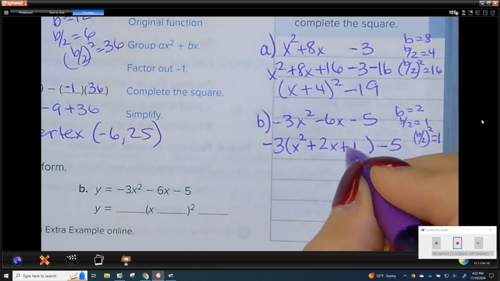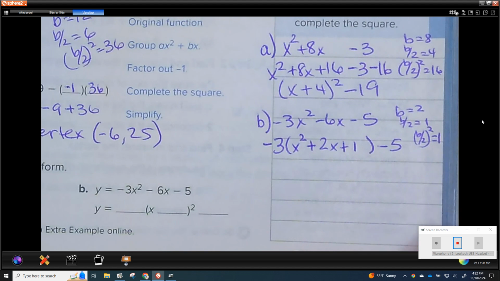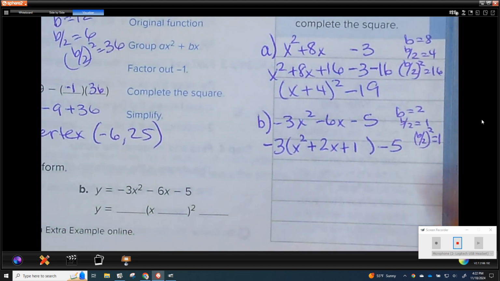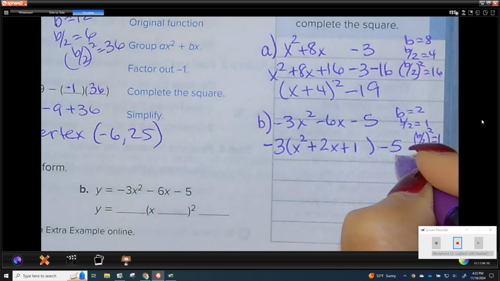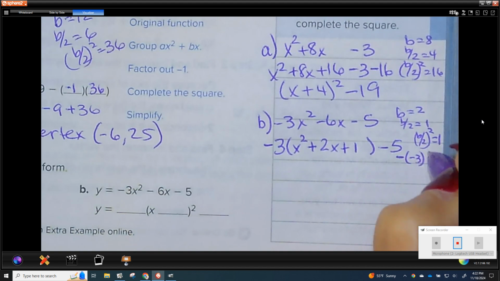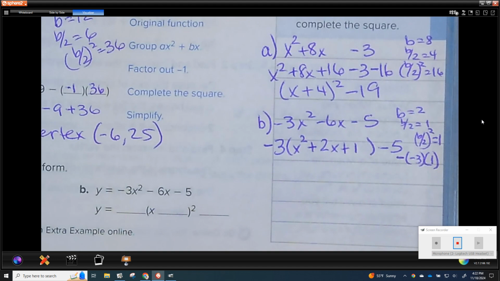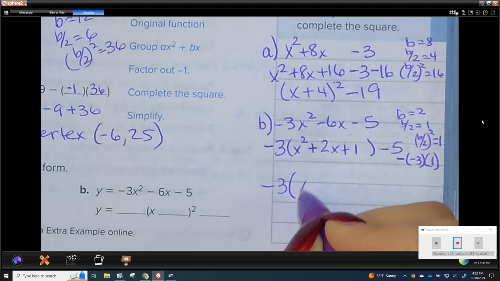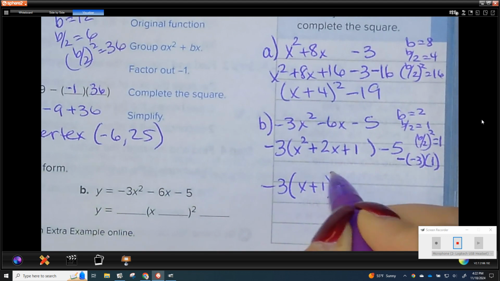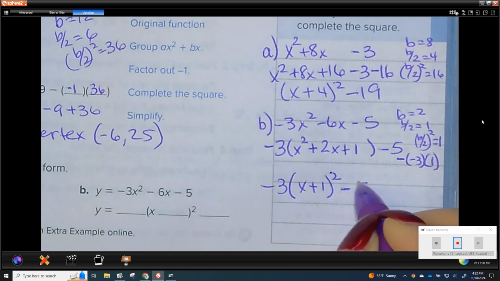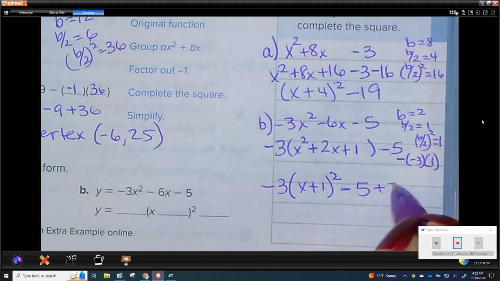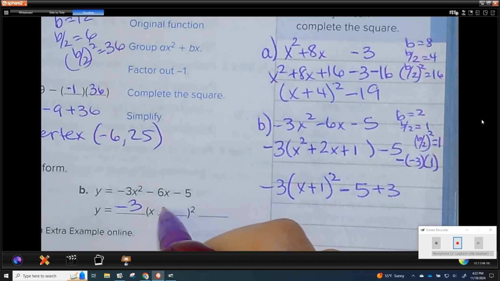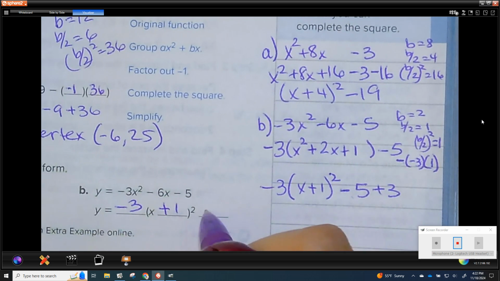And if I add 1 there, I have to take it away. But I didn't just add 1. I added negative 3 times 1. So you have to take away a negative 3 times 1. So this side factors to negative 3 times x plus half of b squared. This is negative 5 plus 3. So our final thing is negative 3 times x plus 1 squared minus 2.